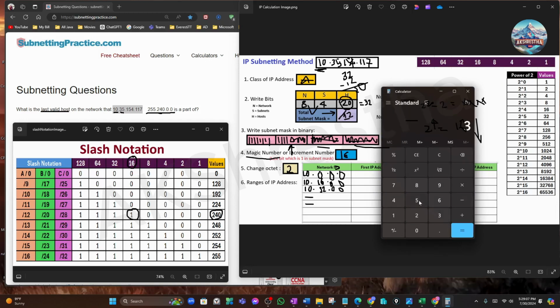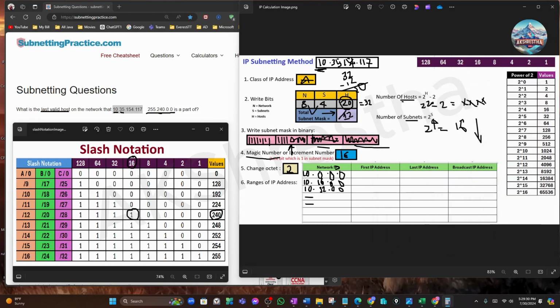35 divided by 16, because our increment is 16, right? 35 divided by 16 is 2.1. So see here, 2.1 means 32 we already get here, right? So one more we have to do. Let me write it down here, because we don't have to go all the way down, right?